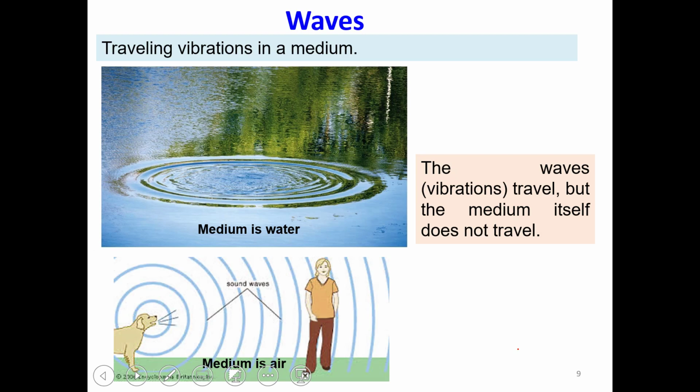Now we want to talk about some special vibrations. These special vibrations are called waves. Waves are traveling vibrations in a medium. Some waves need a medium to travel. For example, in this case, the vibration travels through the water. Then the water is the medium.